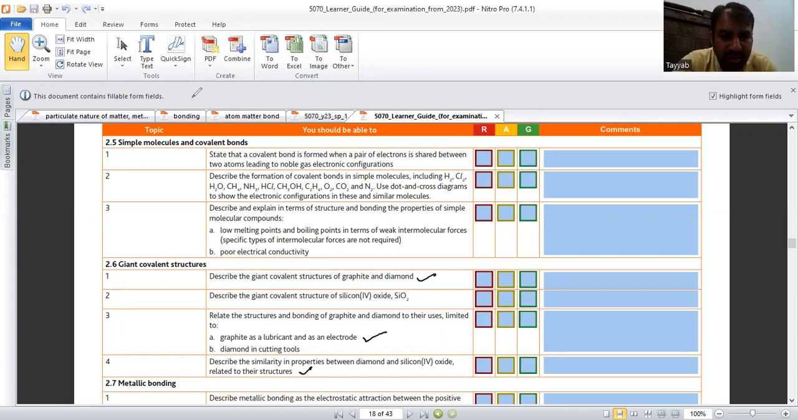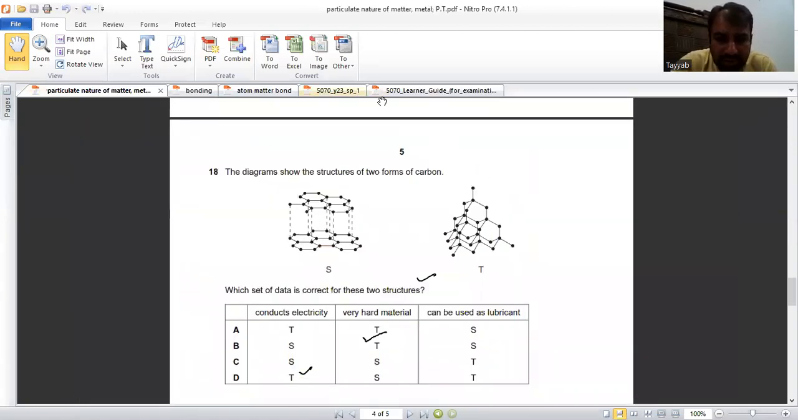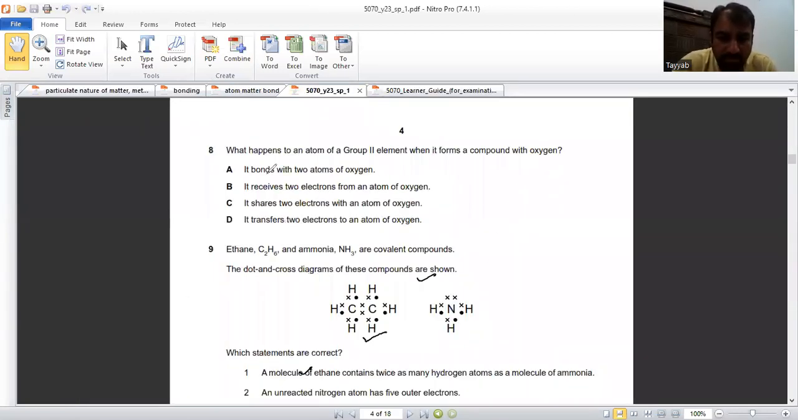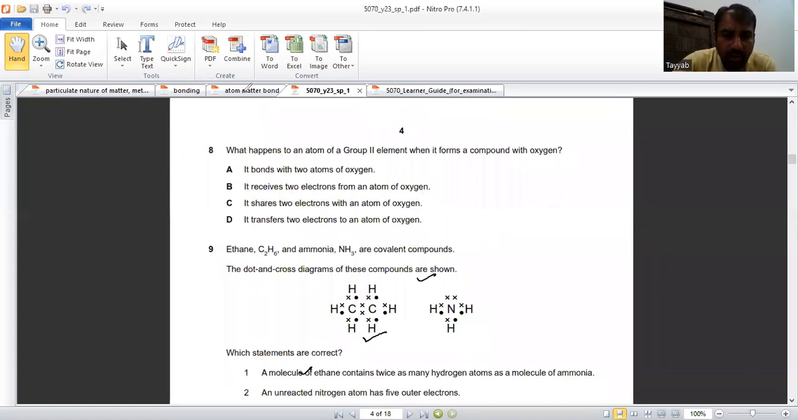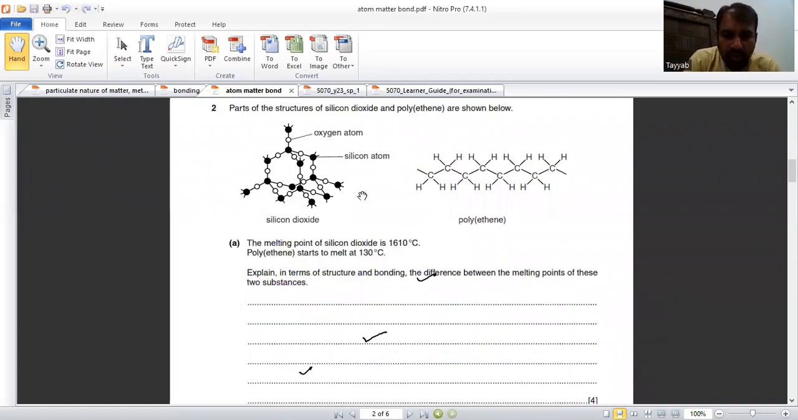Yes, if we see, I have shown you the structure of diamond. Please note, this is the structure of diamond. Okay, and this is the structure of silicon dioxide. Yes, this is the structure of silicon dioxide.